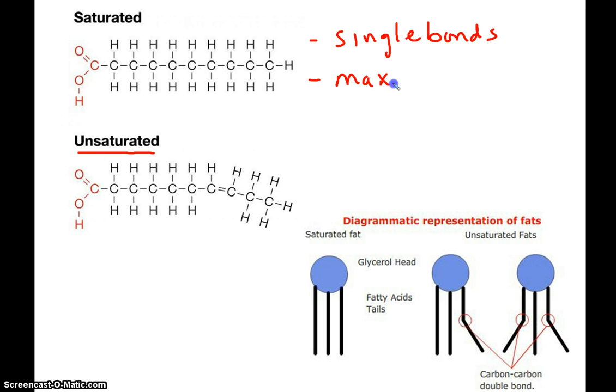It's got the maximum number of hydrogens that it possibly could. Now look just under that, the one here, the unsaturated. Again, ignore the carboxylic group. But notice that right here now, we've got one double bond. When we put that double bond in, each carbon can only have a maximum of 4 bonds around it. So we've got to remove some hydrogens. And what that does is it makes it unsaturated.